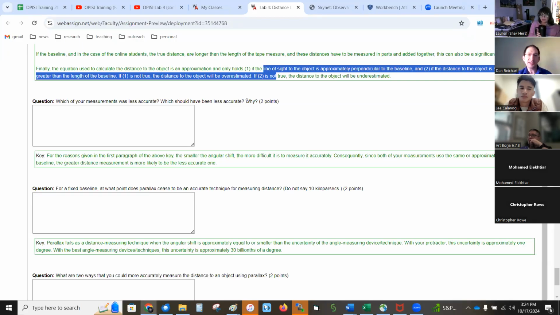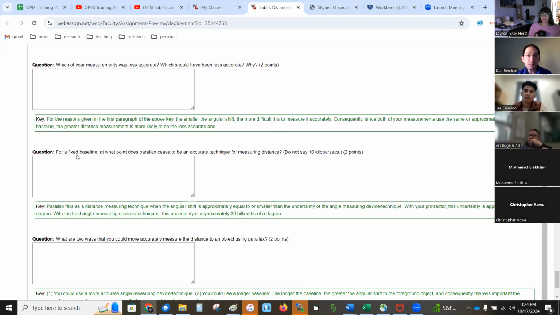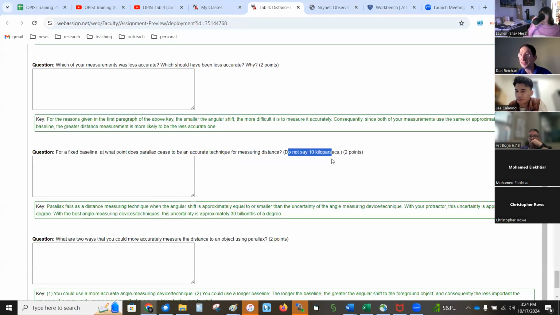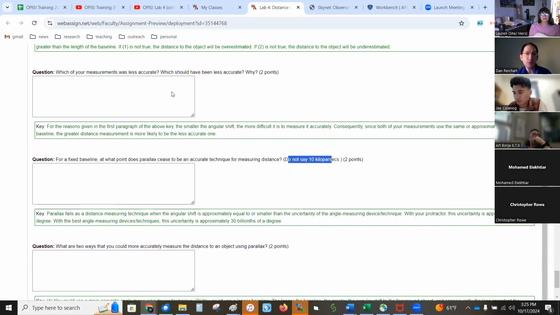For a fixed baseline, at what point does parallax cease to be an accurate technique? And I say, do not say 10 kiloparsecs, because up in that inverted pyramid, it said you could do stellar parallax out to 10 kiloparsecs. And I know students just started writing 10 kiloparsecs. What we're looking for here is the limit for a fixed baseline is when you reach the inaccuracy of your device, of your angle measuring device. So kind of related to the question up here.